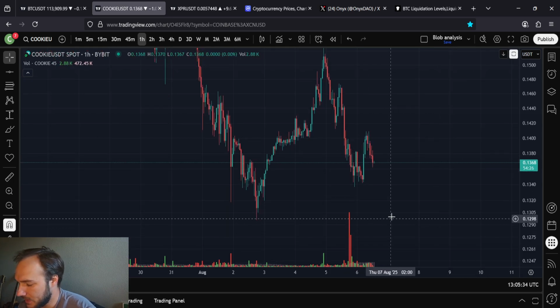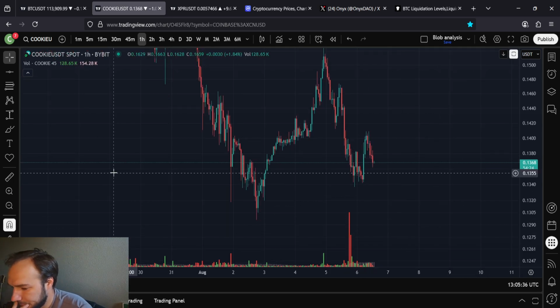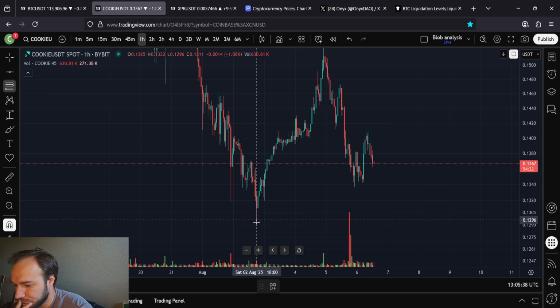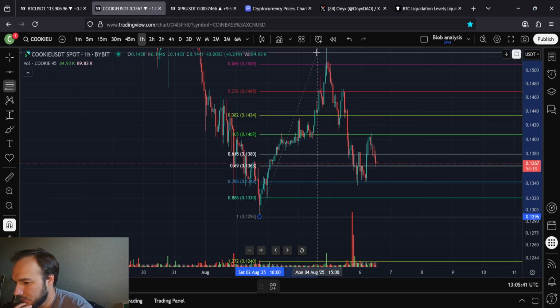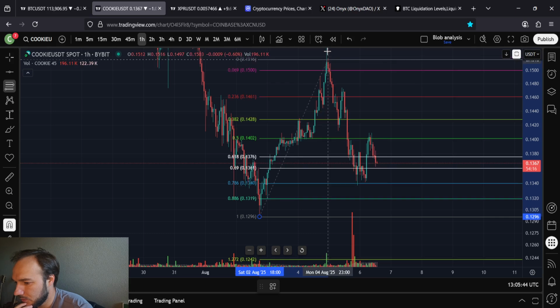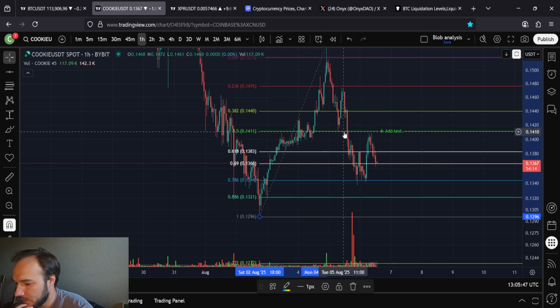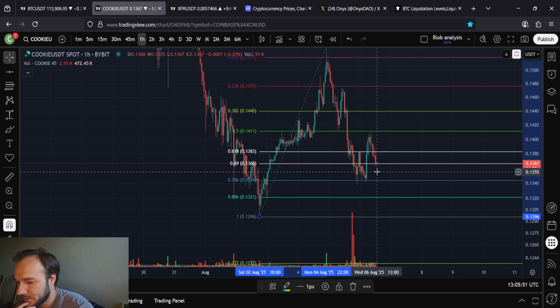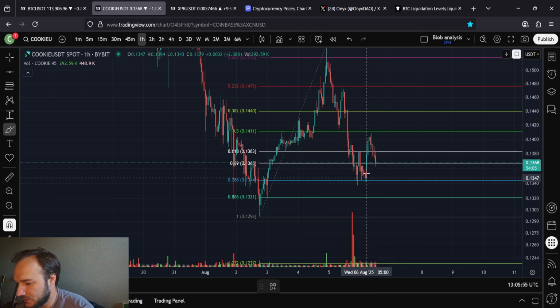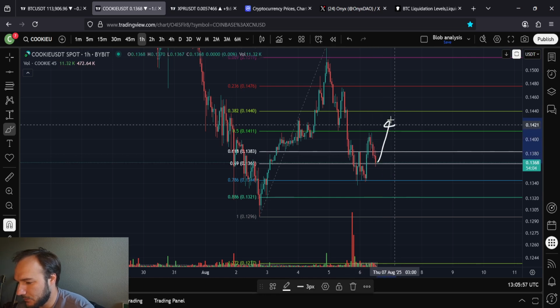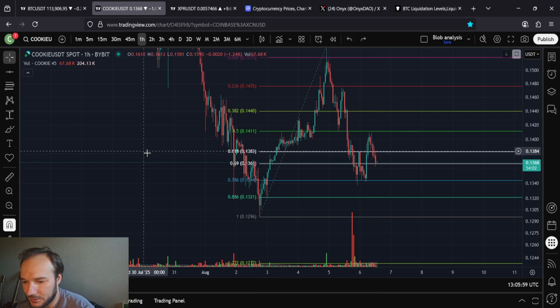13.6 cents right now. Low to a high. Come on now. A low to high. 786 to the 0.5, back down to the golden ratio. It's a little unorthodox, and Cookie doesn't respect its fibs necessarily all the time, but I guess here I would expect that we move up higher.